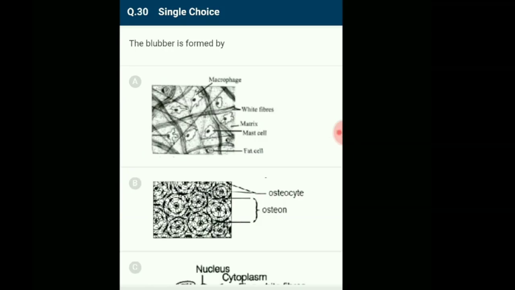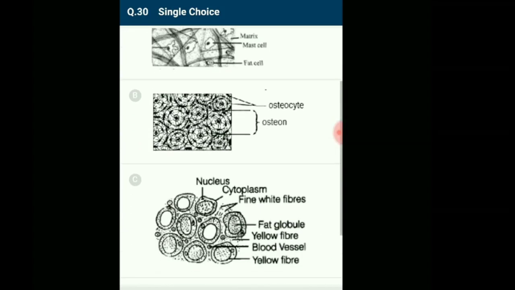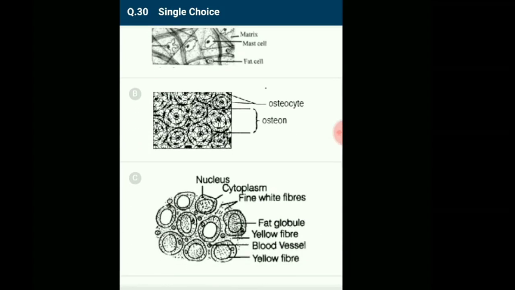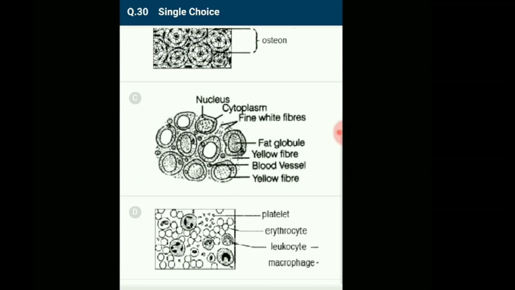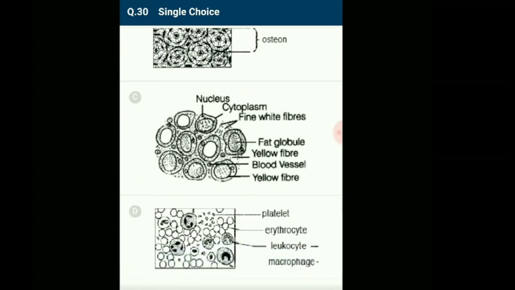Question number 30. The blubber is formed by? Adipose tissue is a fibrous connective tissue packed with masses of fat cells. These form a thick layer under the skin and occur around the kidneys. The blubber is formed of these tissues. Blubber covers the entire body of animals such as seals, whales and walruses. So the answer for this question is option C.